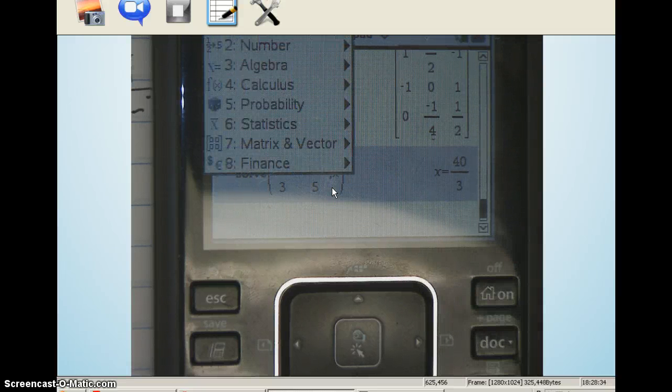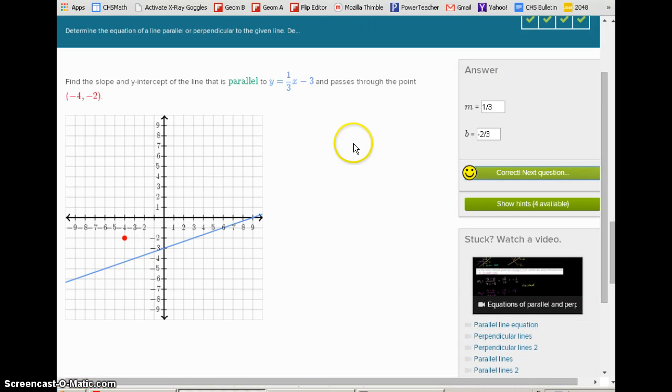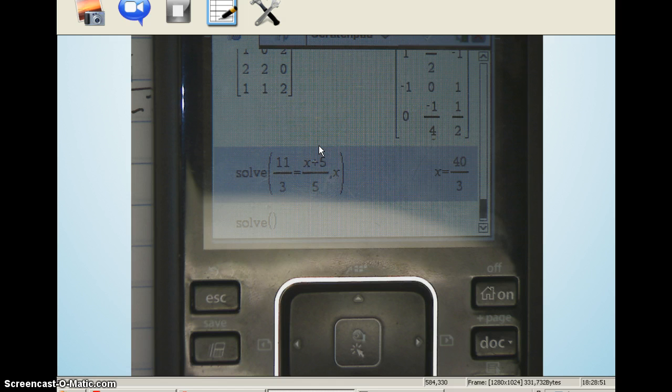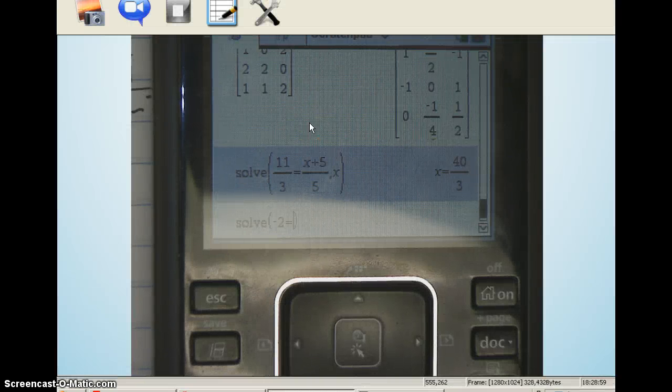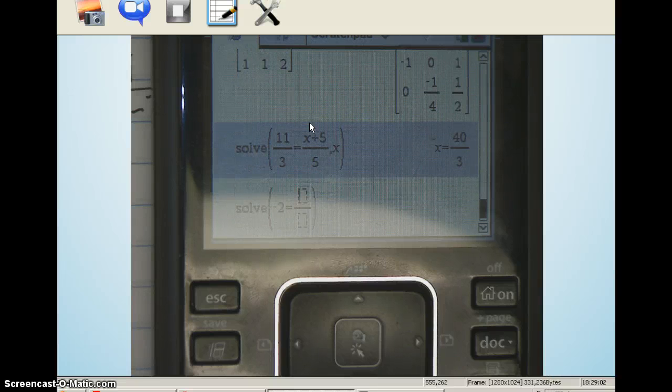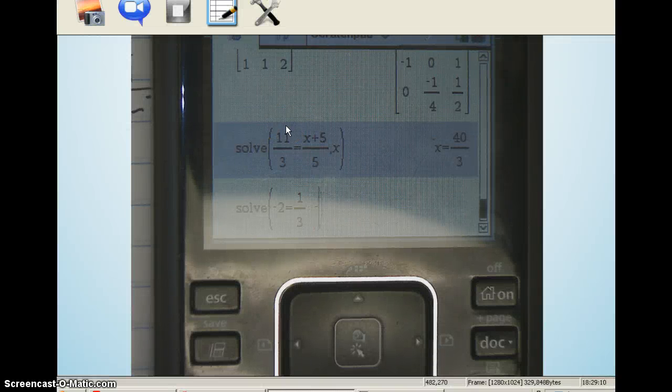So here we go. We're going to go menu, algebra, solve. We're going to put that equation in, but we're going to substitute in the values. So we know y is -2. Then that is equal to 1/3 times x, which is -4. So we go -2, was that right? Y was -2, yeah. So we say is equal to, control divide gives me a fraction. I go 1/3 times -4, right, plus b.